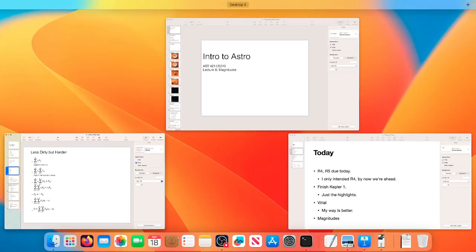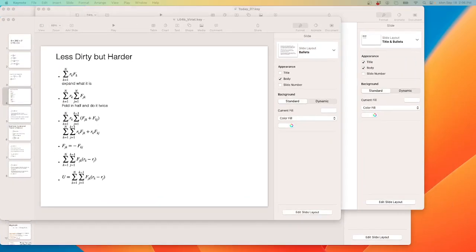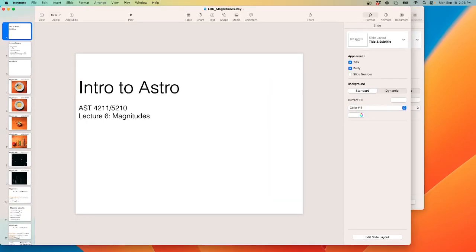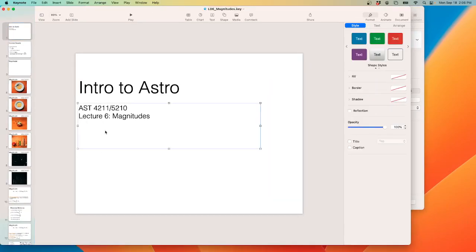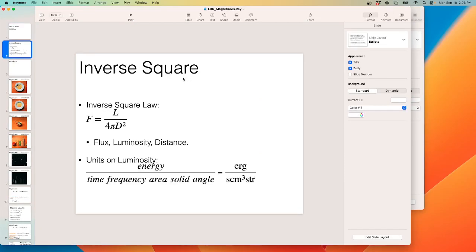Now we'll move on with my least favorite thing in astronomy, the magnitude. That's entirely true. I'll explain. I like half of the magnitude, and the other half of the magnitude is so infuriating that I hate the whole thing. Okay, so let's start off with the inverse square law.